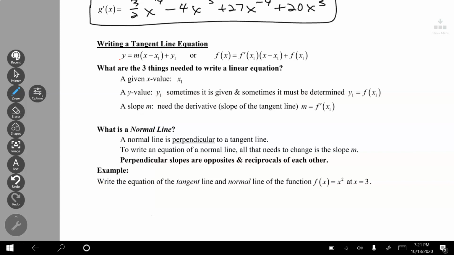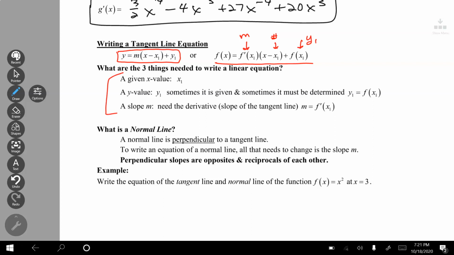As you know, I've been making you write tangent lines, and I could rewrite it with this, where this is a number that's given to you. This is the y1 value that you find by plugging it into the original function, and this is the slope when you plug that number into the f prime. That's how I find those three things.